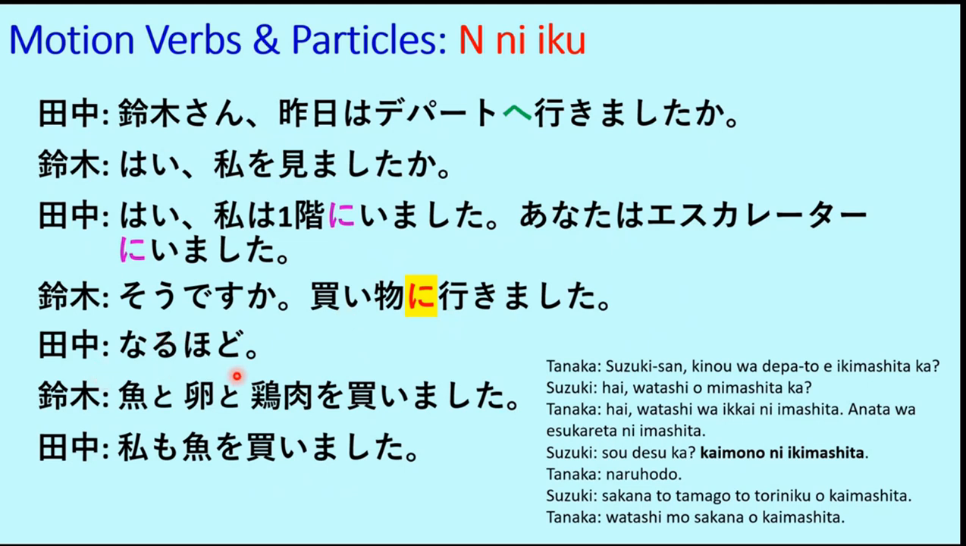Naruhodo means I see. And then Suzuki-san says further about what he purchased. Sakana to tamago to toriniku o kaimashita. That means he bought fish, eggs, and chicken. Toriniku is chicken. That is purchased. I purchased fish, eggs, and chicken. And then Tanaka-san says, watashi mo sakana o kaimashita. I too purchased fish. So this is the conversation.